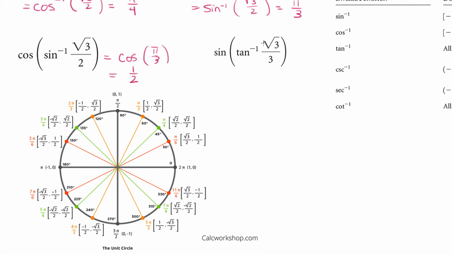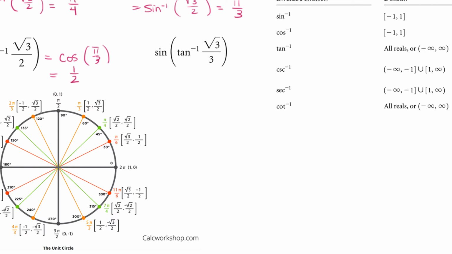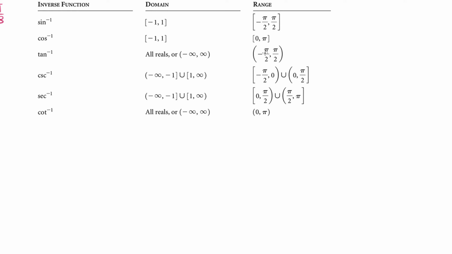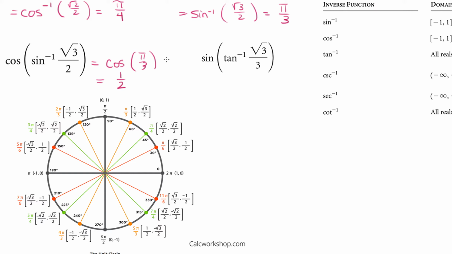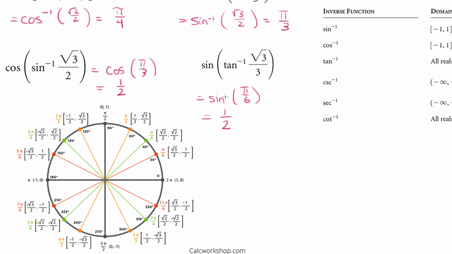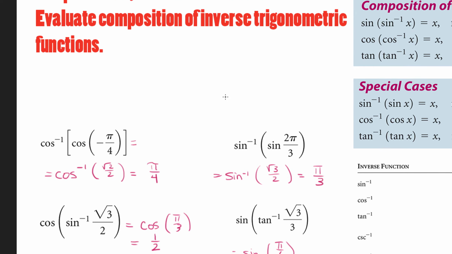Same deal, tangent inverse of radical 3 over 3. The range of tangent inverse is from negative pi over 2 to pi over 2, not inclusive. So we look for the corresponding angle. Tangent inverse of radical 3 over 3 is when sine over cosine is 1/2 over radical 3 over 2. So this is equal to sine of pi over 6, which is equal to 1/2 as well. Okay. Now, could we do the other way?